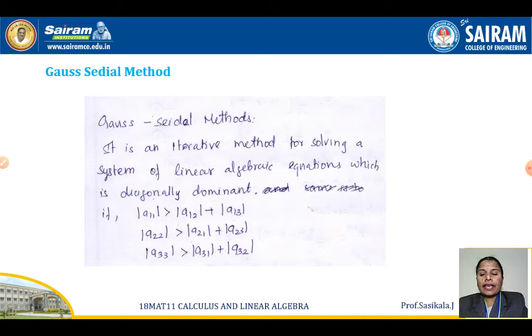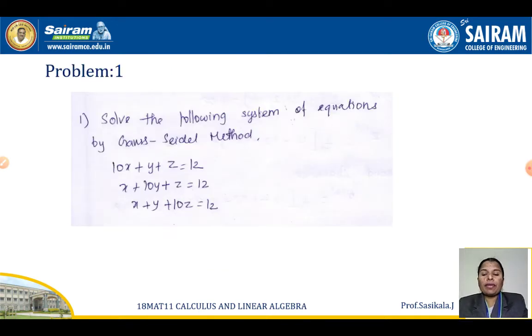Similarly for the second row, |A22| should be greater than |A21| plus |A23|, and |A33| should be greater than |A31| plus |A32|. Accordingly, we arrange the equations to be diagonally dominant. If this condition is not satisfied, we interchange the equations so that the one having the highest coefficient comes first. According to that, we arrange the equations. Then we can go to how to solve the problem.